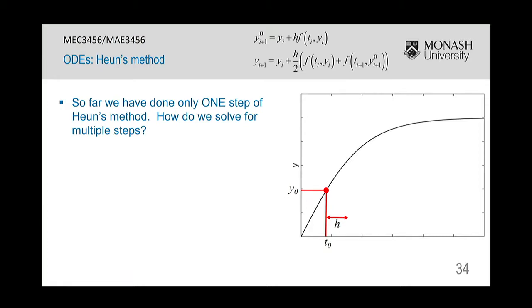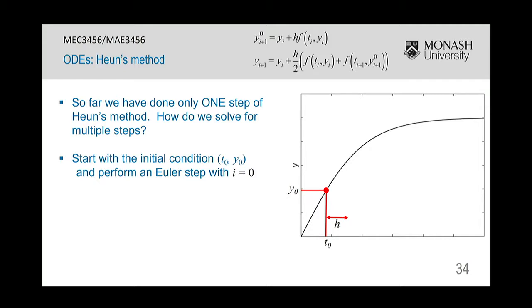In practice, of course, we have to do multiple steps if we want to get from the beginning of our solution right to the end. So how do we solve for multiple steps? Well, start off with our initial condition, t0, y0, and we undertake an Euler step with i equal to 0 and a step size of h. That gives us an estimate of our solution at the end, and we call that y1^0. So basically what we're doing is implementing this formula here with i equal to 0, because it's the first step. We're trying to find y1.